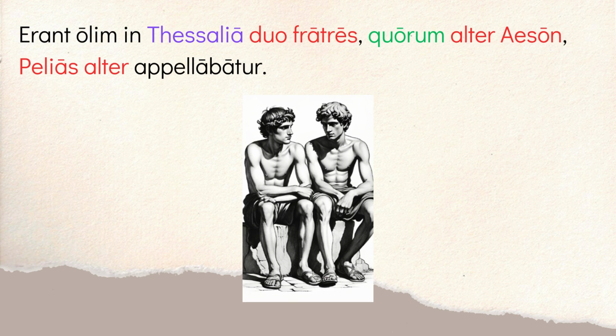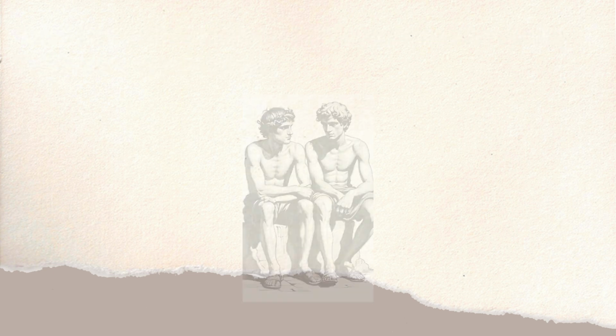Okay, so Thessaly is a region of Greece. So there were two brothers, of whom, meaning of these two brothers, one. So you have alter, meaning one and the other. So one, appellabatur, was called Aison, right? So that's one. And the other, right, was called Pelias, right? Pelias. So you have two brothers, Aison and Pelias, right? And they're just hanging out in Thessaly. Okay, and you're going to see how this ties into the story as we go.